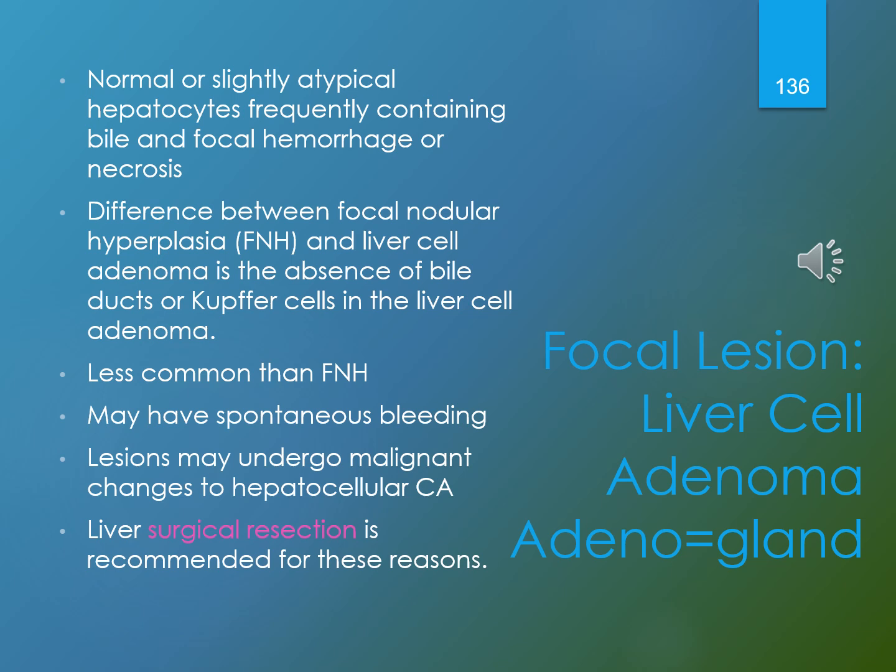So the difference between focal nodular hyperplasia and liver cell adenoma is the absence of the bile ducts and those Kupffer cells in the liver cell adenoma. It's just the hepatocytes, it's just the glandular. Focal nodular hyperplasia is that overgrowth in a nodular focal form of all of those things, okay? It's less common than focal nodular hyperplasia, which is good because this can get sassy. It may have spontaneous bleeding as well.